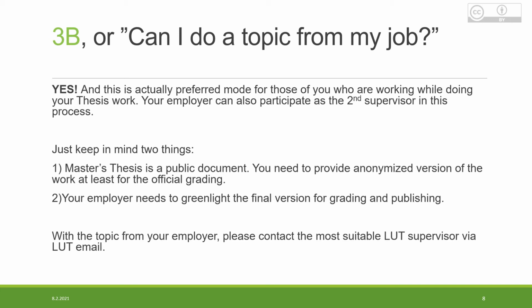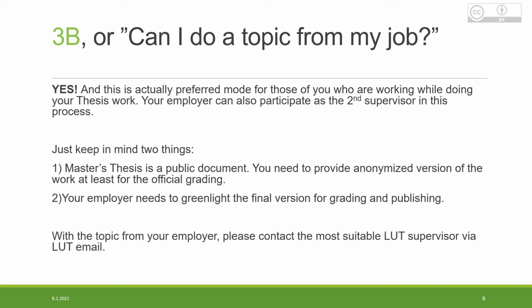Just keep two things in mind when you are asking for a topic from your employer. A master's thesis is a public document, so you need to get a green light from your employer to make a topic out of it. This of course means that you cannot do something that's a company secret or some new prototype which they are trying to launch within a year to take over the world or your industry area. So you have to agree with your employer that this is actually a topic you can work on.